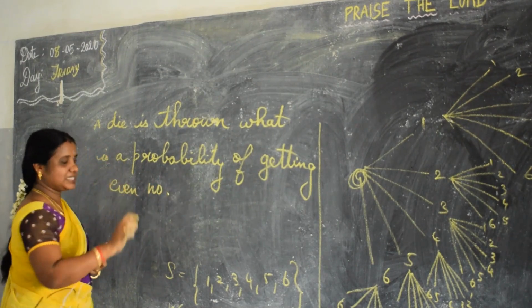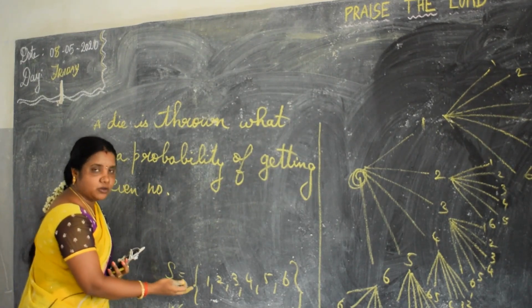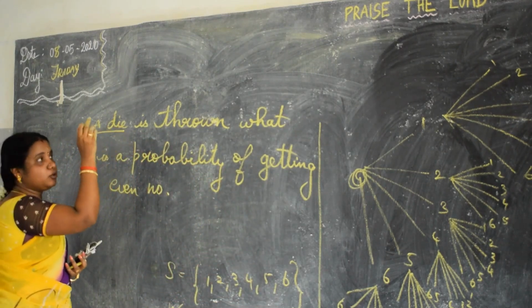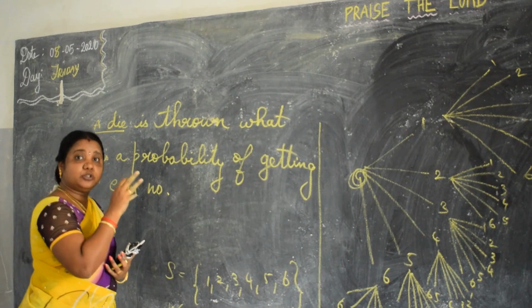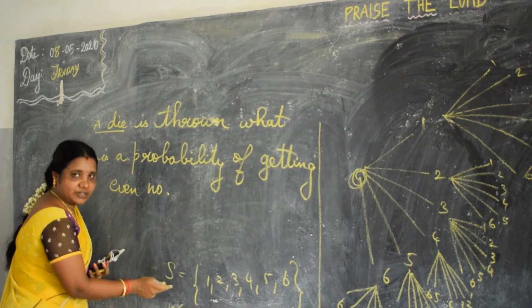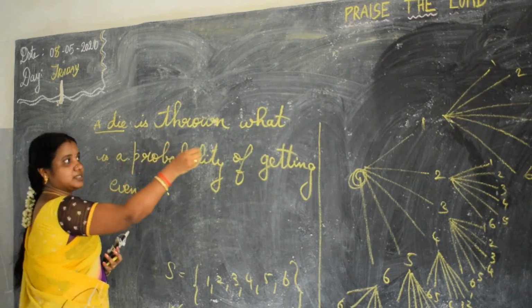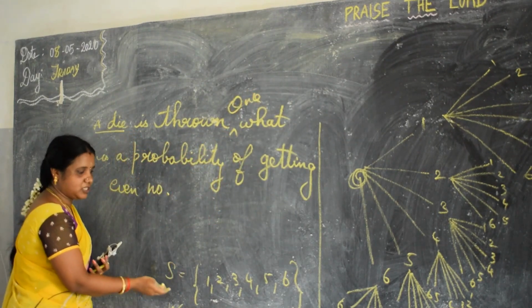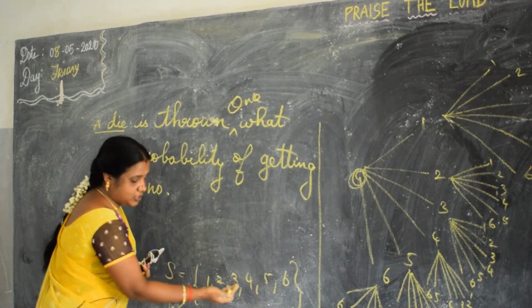First you write our sample space. What is our sample space? 1, 2, 3, 4, 5, 6. First you have to see here whether a die is thrown once or twice, or 2 dice are thrown, and the questions. Then you have to write our sample space. Here a die is thrown once. That means you have to write our sample space 1, 2, 3, 4, 5, 6. So our n of S is 6.